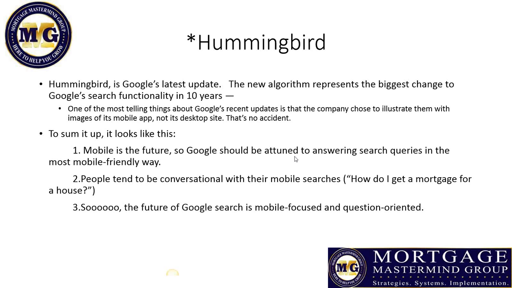And one of the most telling things about the update is that when Google launched it, they chose to use an image of a mobile device as opposed to showing a computer or their Google logo. They showed a mobile device and somebody searching on it, holding it in the Google Now feature. That's very purposeful. It's very telling of the direction Hummingbird took the algorithm into.